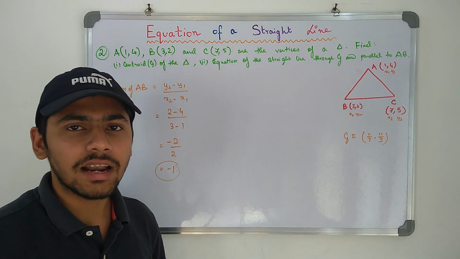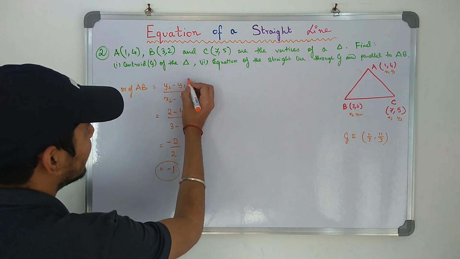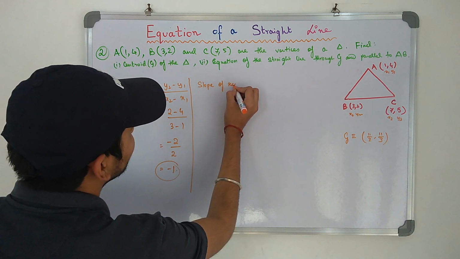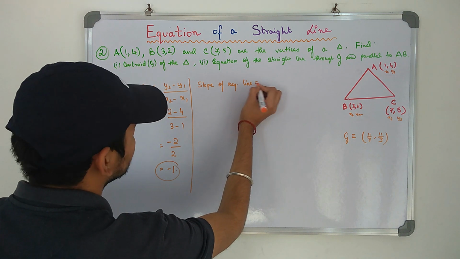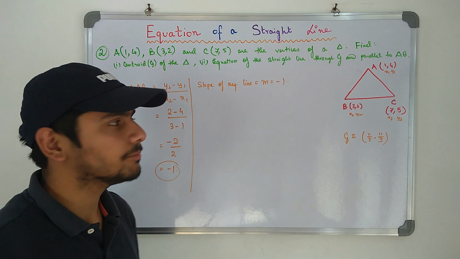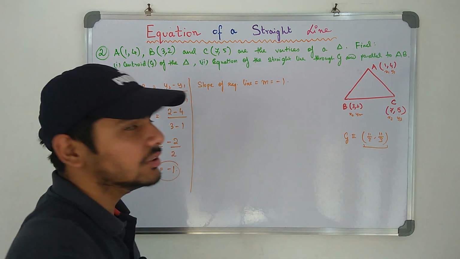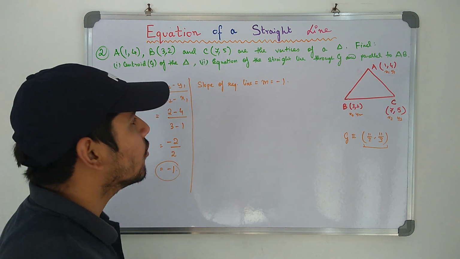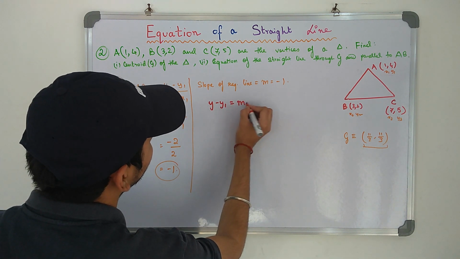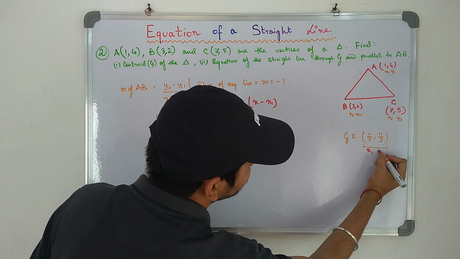Our required line is parallel to AB. That means the slope of our required line will also be equal to minus 1. Hence slope of required line m is equal to minus 1, because both of them are parallel to each other. Now we have got the slope and we have got a point. Now we will use the one point formula: y minus y1 is equal to m into x minus x1, where x1 and y1 are these coordinates.